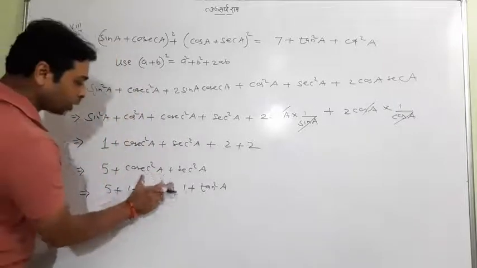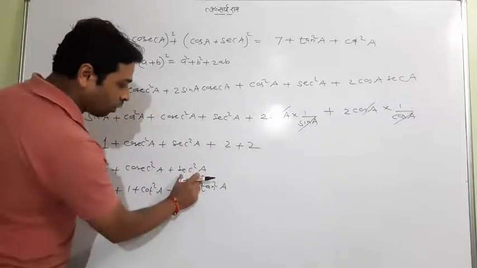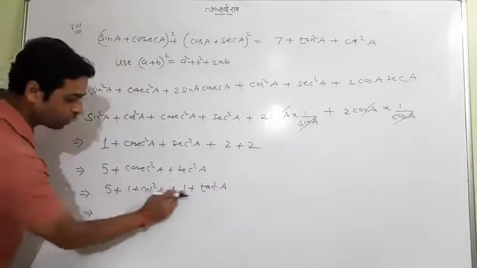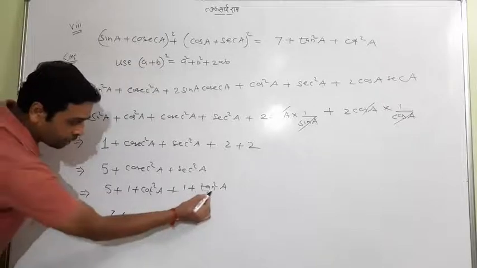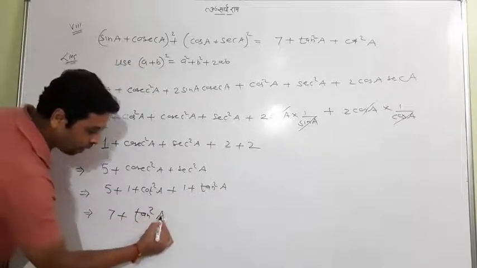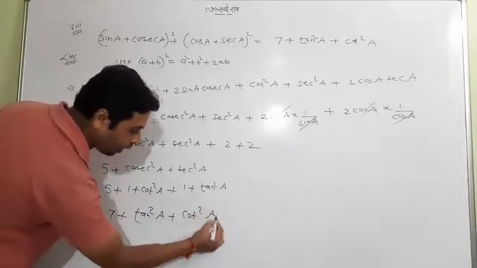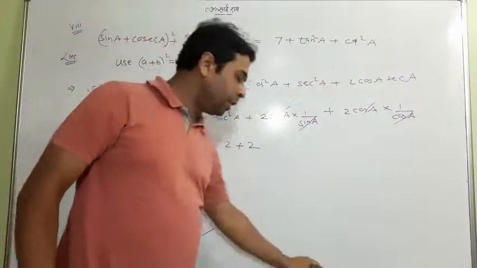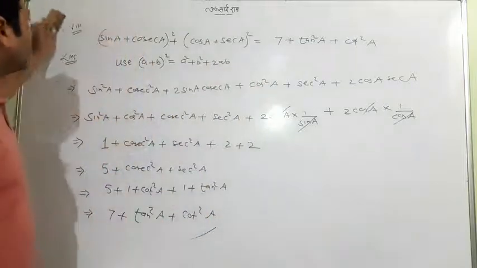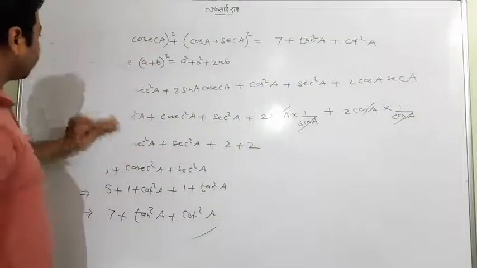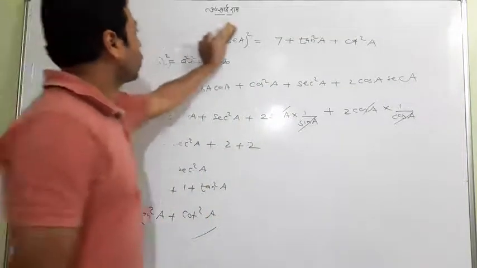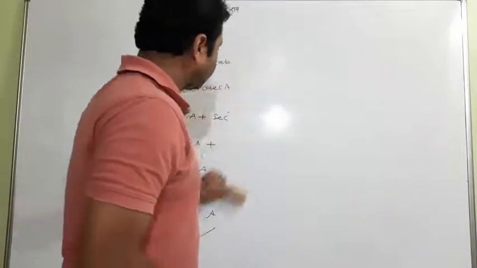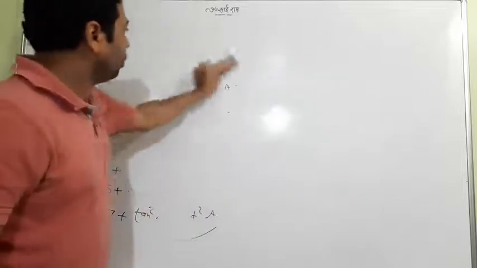So instead of cosec square I have written 1 plus cot square a. Instead of sec square it is 1 plus tan square a. And now look at the answer, 5, 1, 6, 1, 7 plus tan square a and cot square a. You have got the answer which is the requirement. So it was very easy. Step by step it gets easy, and I don't think that it will be problematic to you. Okay, now let's move on to some other question.